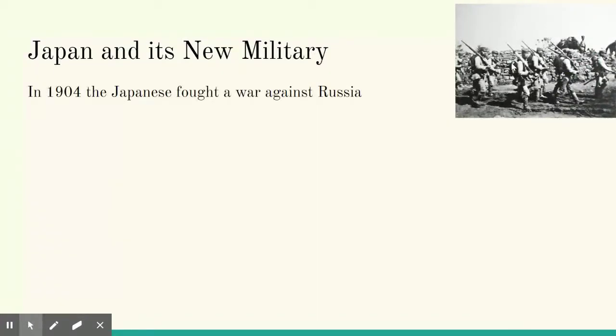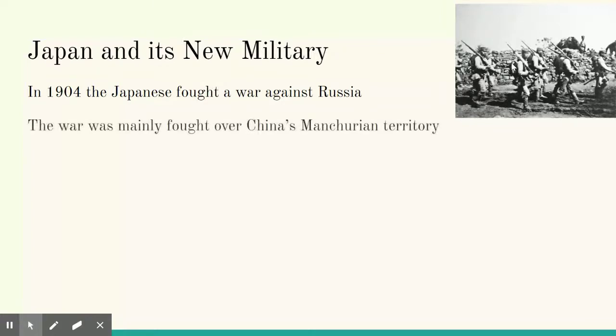In 1904, the Japanese are going to fight a war against Russia. This is known as the Russo-Japanese War. This war was mainly fought over China's Manchurian territory, which is in the northern portion of China.